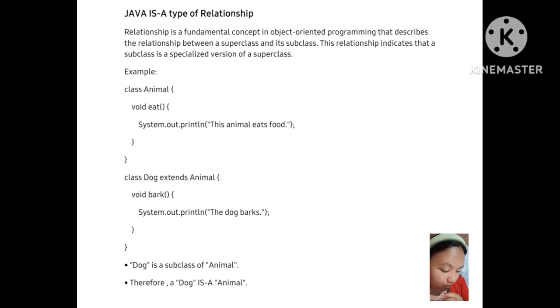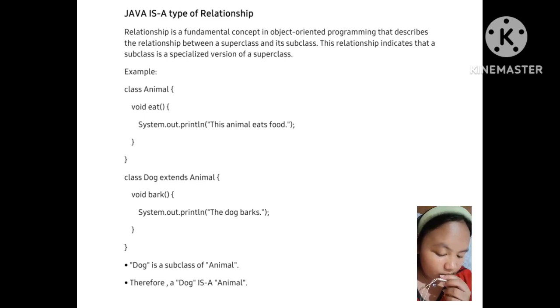So we can also see here that dog is a subclass of animal. Therefore, a dog is an animal, meaning it inherits the properties and behaviors of animals. So that's it. This is the last topic to discuss.